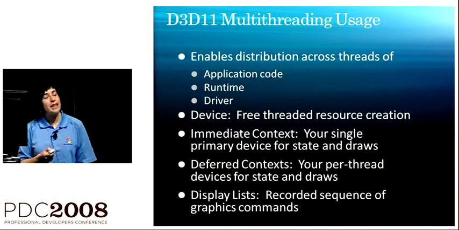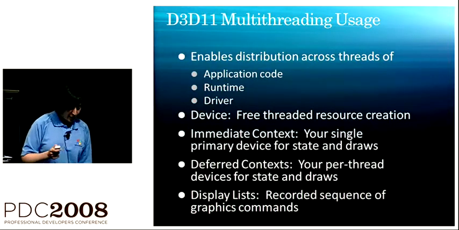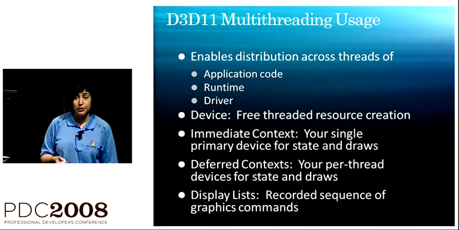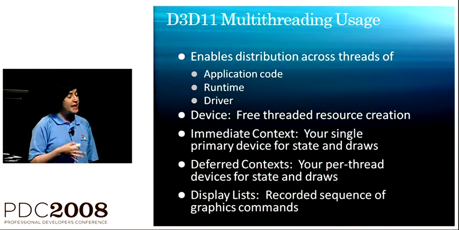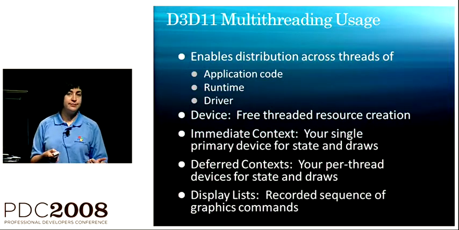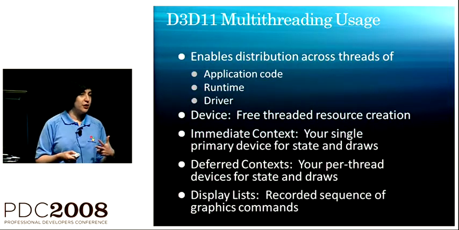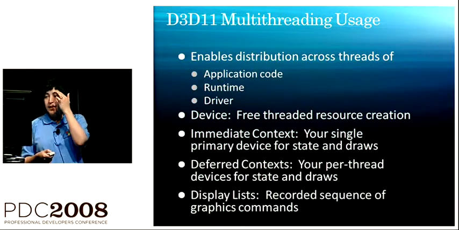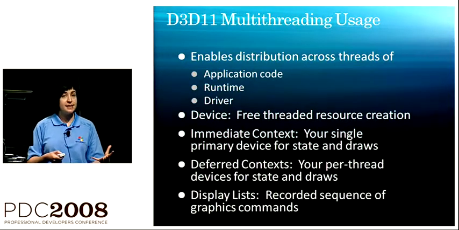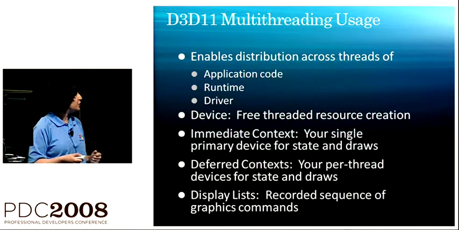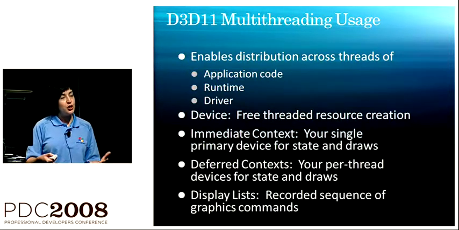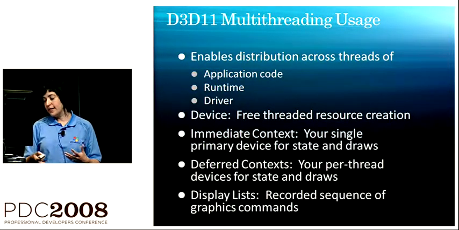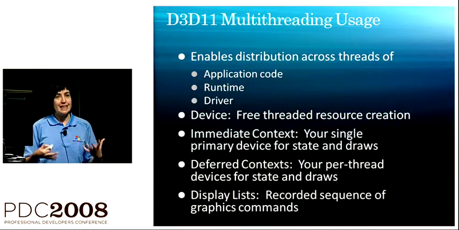And what we're doing is we're enabling improved multi-threading, I should say, on Direct3D 11. It was available on Direct3D 10, but we're improving it in 11. Basically, we're enabling distribution of the application code, of the runtime, and of the driver across threads. We're also providing an immediate context, that's the thing that talks to the GPU, plus a deferred context. And what the separation does is it enables an application to, say, load a texture or compile a shader on one thread in such a way as to not significantly impact the rendering portion of the app.